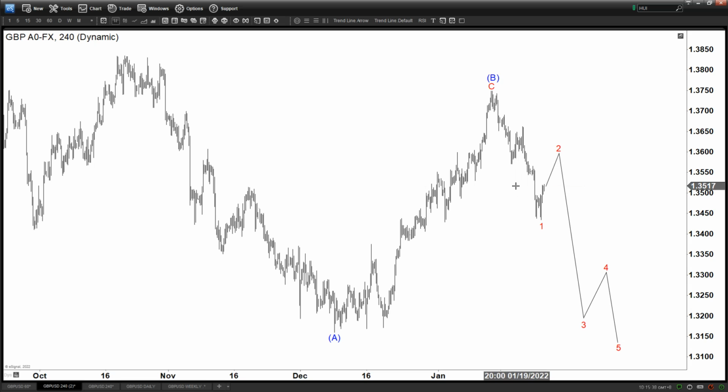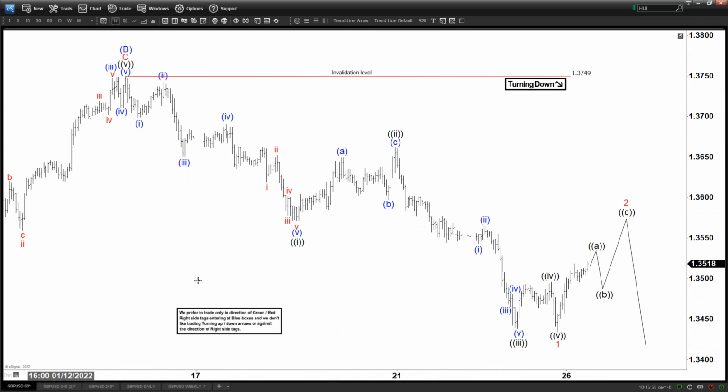Now, because it cannot be a C wave of a flat, the only way it doesn't go lower is if this is not really 5 waves. That's the only conclusion, right? If it is not 5 waves, then yes, we're going to go up from here if this is in fact a corrective structure. So let's go back here again.